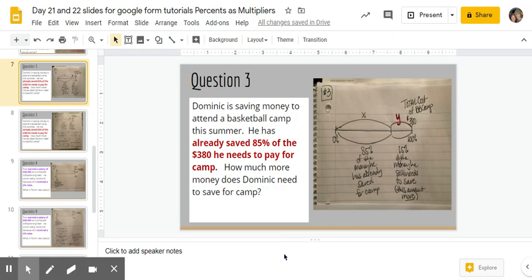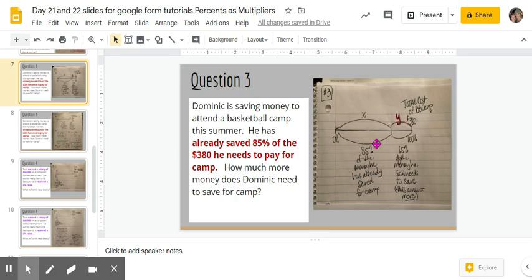We look for the most important information within the story so that we can solve and find our answer. Dominic has saved money already for camp, and it says he has already saved 85% of the $380 that he needs for camp. Those two pieces of data are important for our line diagram.